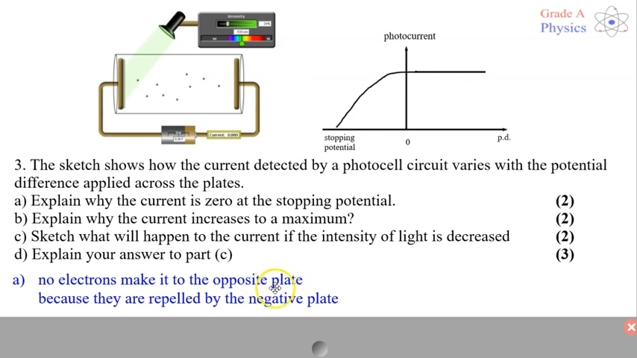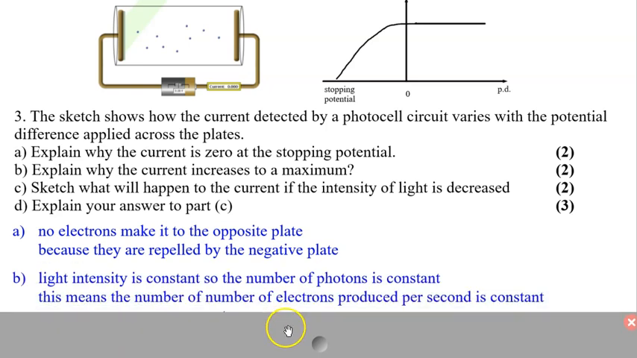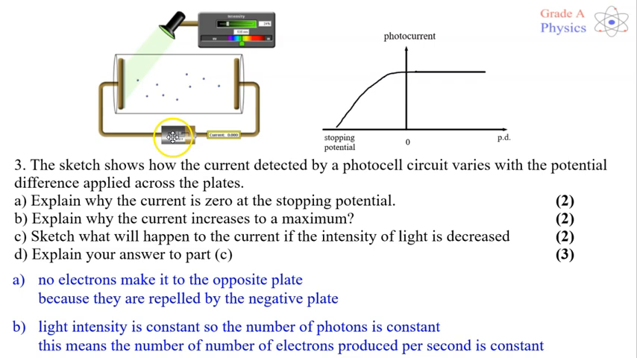Right, part B, why does the current increase to a maximum? So we can see here that it increases up to a maximum value. And then even if we have a positive PD, then the photocurrent doesn't change. So this is really getting you to think about what is the relationship between the current, the PD, the maximum Ke, all these things. So this is a really difficult question.